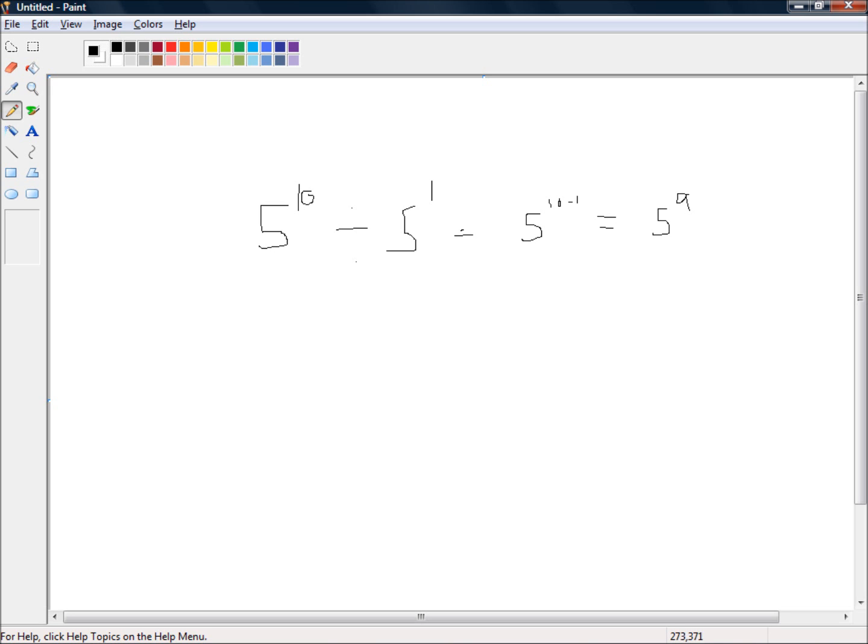You might also get something like, what is half of 2 to the power 3? Well, a half times something is the same as dividing by 2. So this is equal to 2 to the power 3 divided by 2 to the power 1, which is equal to 2 to the power 3 minus 1, which is equal to 2 squared.